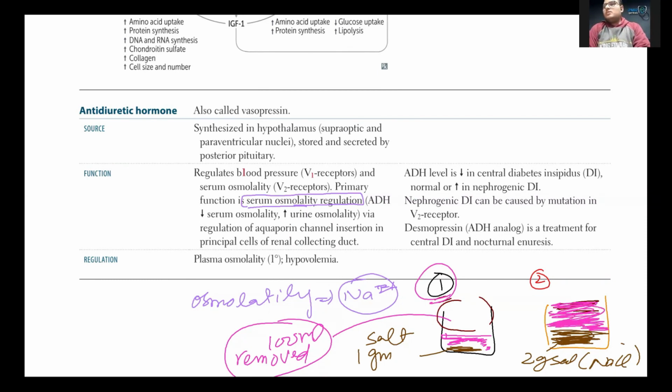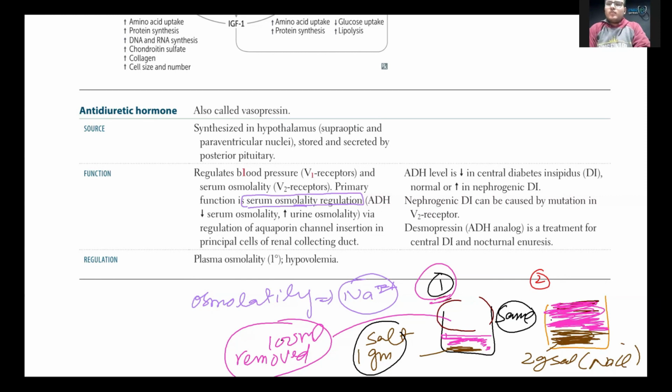So now you can tell me which has more osmolality, glass number 1 or glass number 2. Glass number 1 has 1 gram salt in 100 ml. Glass number 2 has 2 gram salt in 200 ml. Which has more osmolality? It is very interesting. Both have the same. 1 gram in 100 ml and 2 gram in 200 ml will be the same.